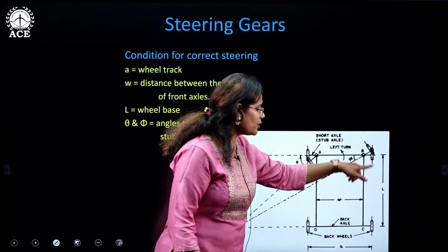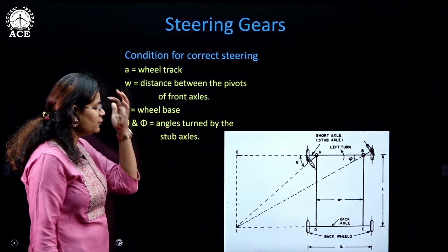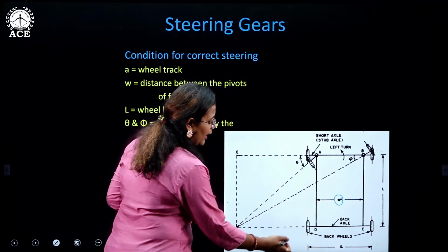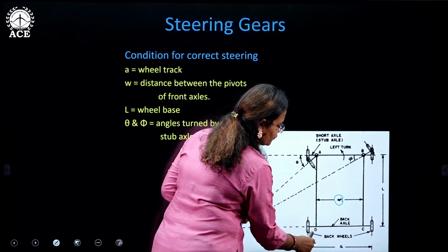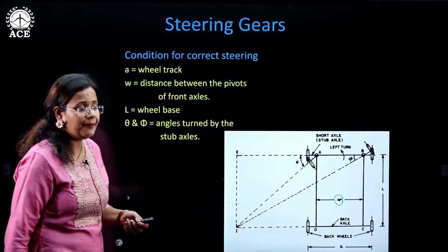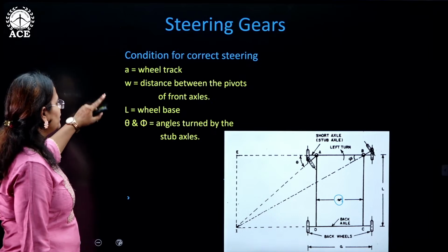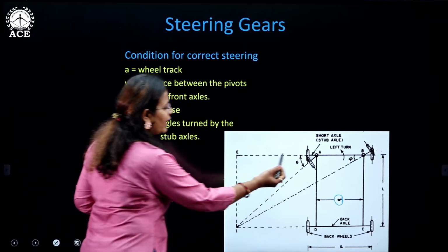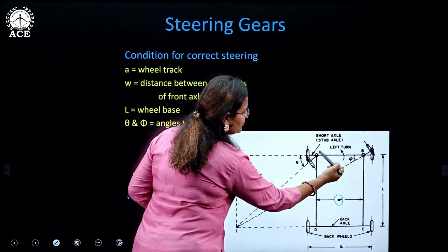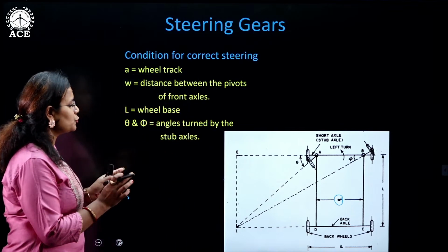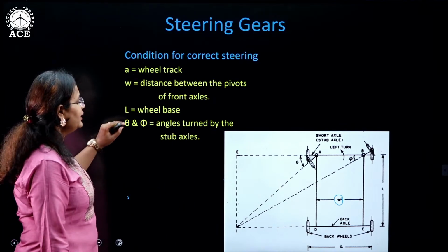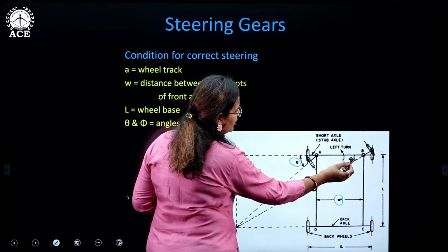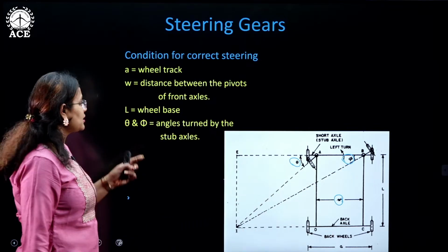Whenever you see the distance between the front wheel and the back wheel, that is taken as L over here. So here this is the distance, this is the W over here. And the wheel track is taken from the center of this wheel to this wheel, that is taken as the wheel track A. So all the conventions are given over here. A is nothing but the wheel track, W is the distance between the pivots for the front axle. Front two axles A and B, the distance between those 2 points is taken as W. L is taken to be the wheelbase, and here you can see these two angles theta and phi. These are the angles made by the stub axles.